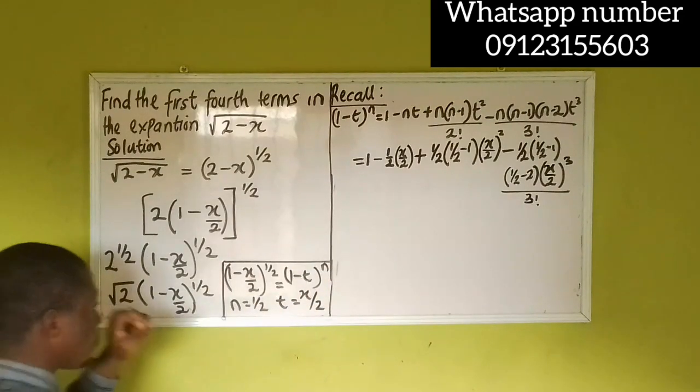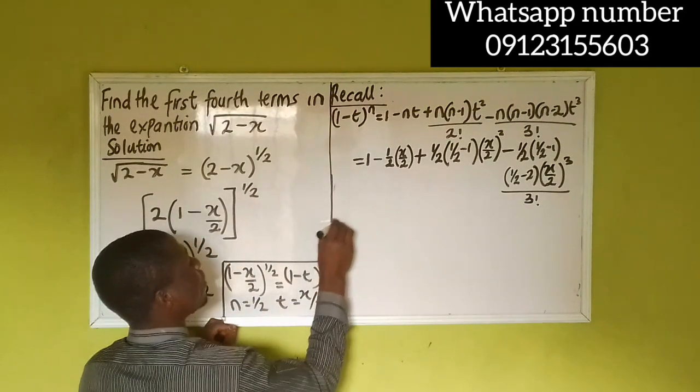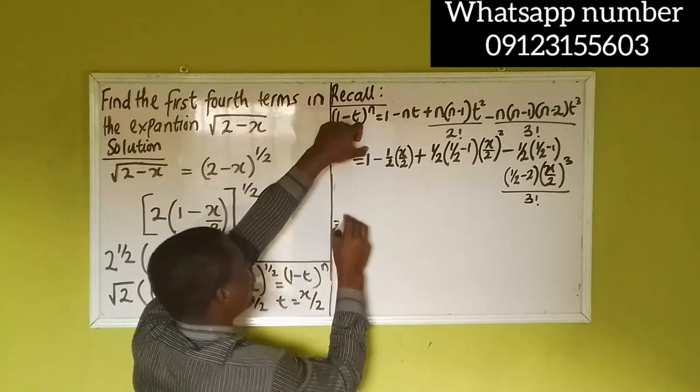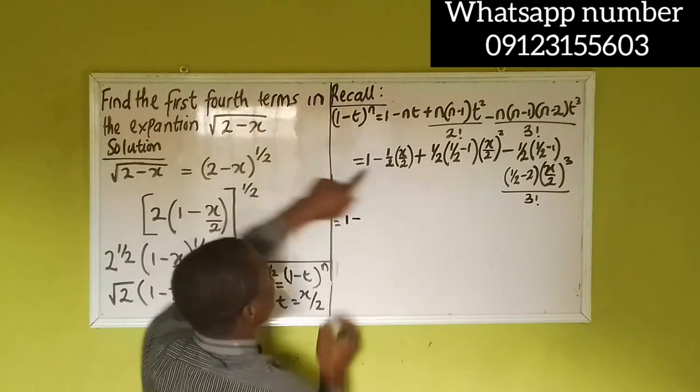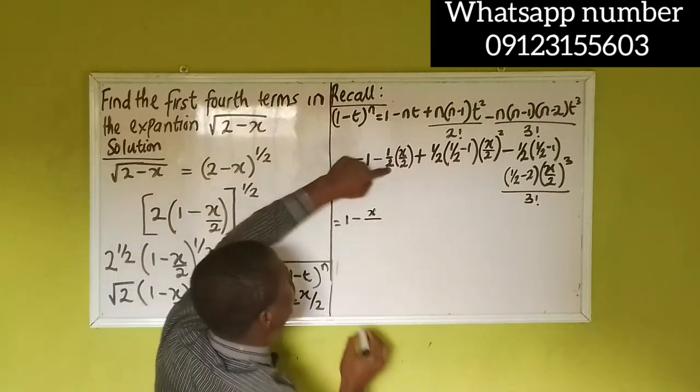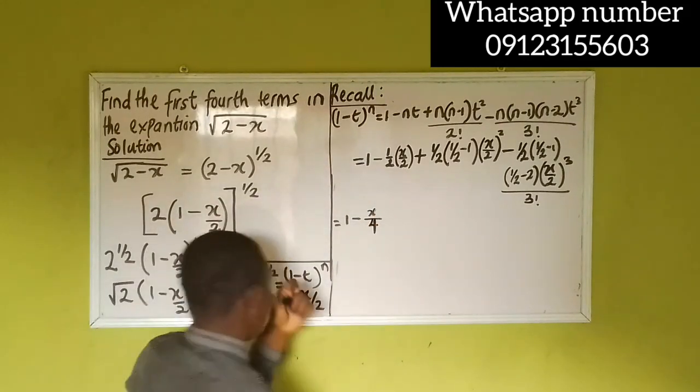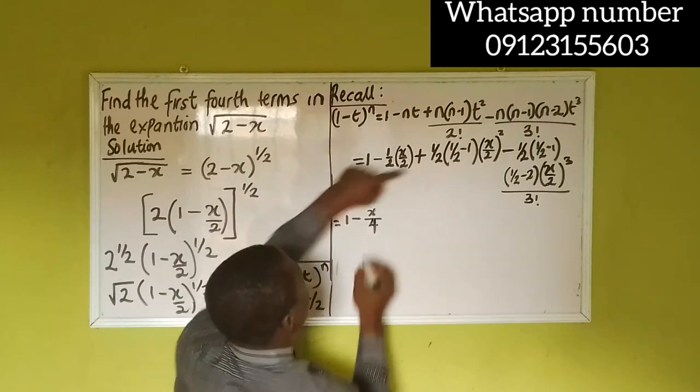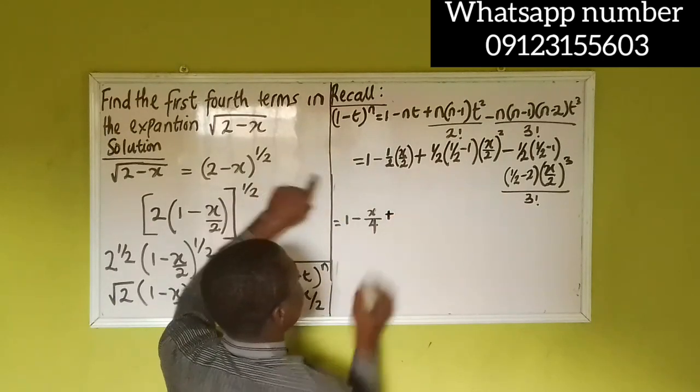I have this. My next task is that I will have this 1, minus 1 times x over 2 times 2, I have 4. I have this. Next up, this is plus, I have a plus sign here.